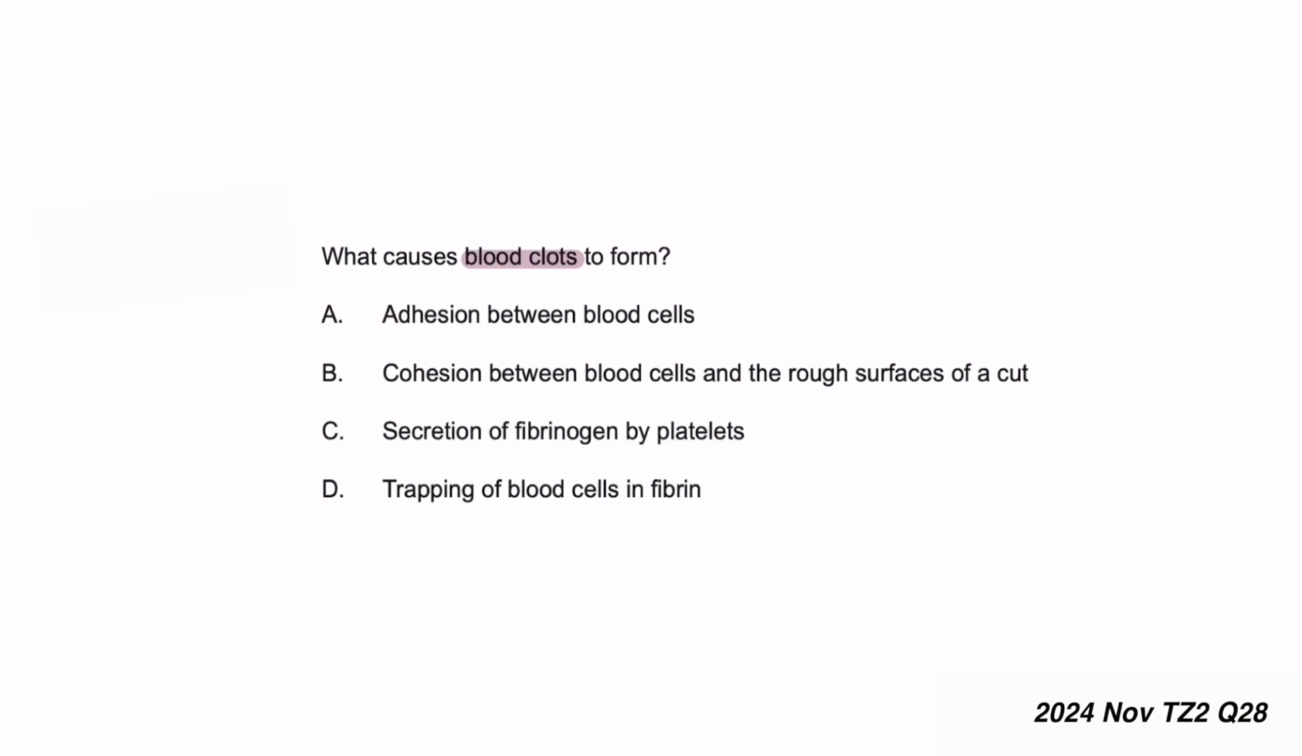Blood clots are formed by a series of chemical reactions. At the end, water-insoluble protein fibrin will be formed. This will form a mesh to trap blood cells and to prevent infection.